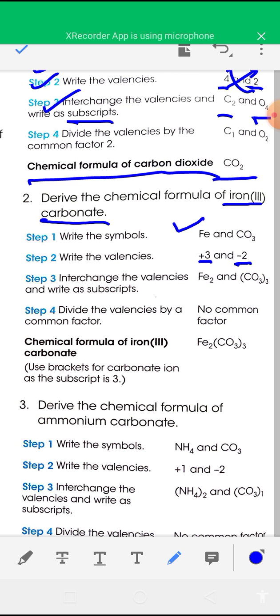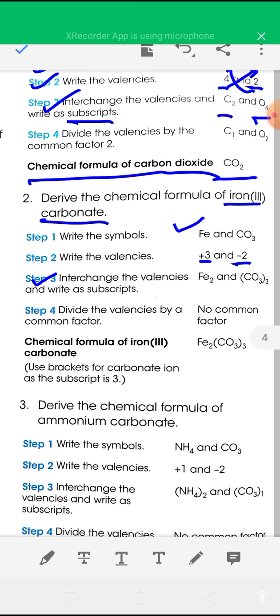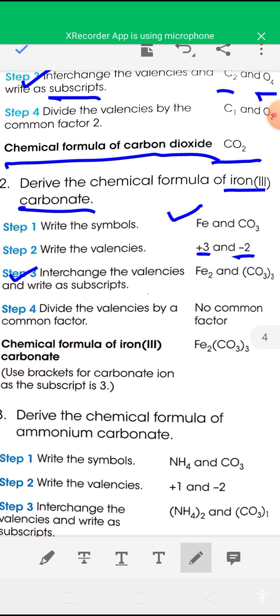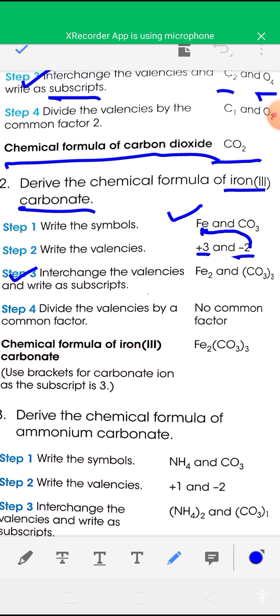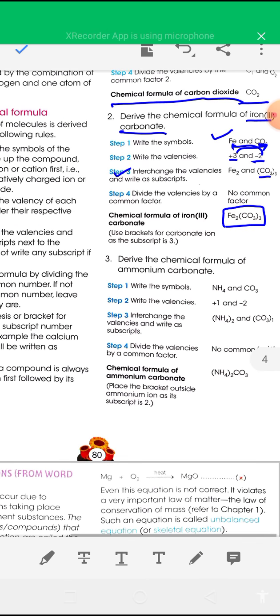In the next step, you have to exchange and write the valency as a subscript. So exchange 2 with Fe and 3 with carbonate. Carbonate is a polyatomic ion, so you have to write CO3 within brackets. So it becomes Fe2(CO3) whole thrice. Now see, there is no common factor of 2 and 3. If there is no common factor, join them together and you will get the formula of iron 3 carbonate, Fe2(CO3)3. Simple method.